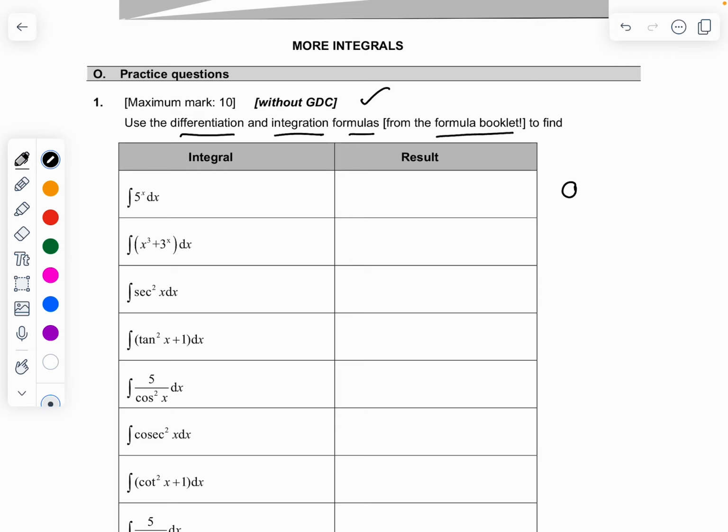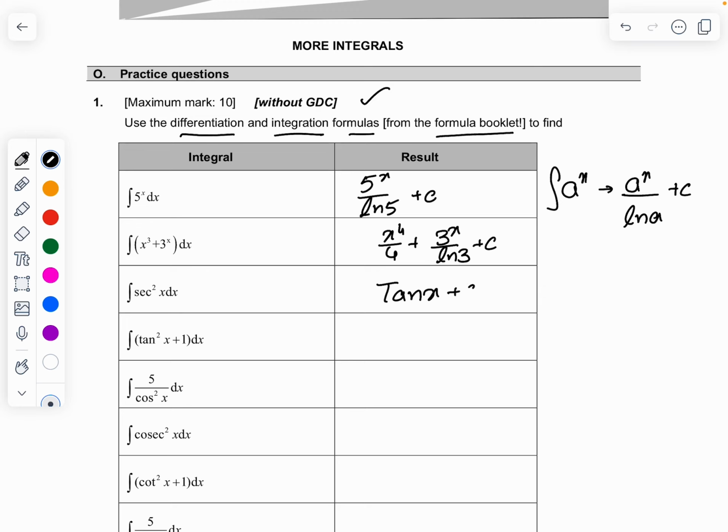5 power x. We know the integral of a power x is a power x upon ln a plus c. So the integral of 5 power x will become 5 power x upon ln 5 plus c. Now the integral of x power 3 is nothing but how much? It is x power 4 upon 4 plus the integral of 3 power x, which is 3 power x upon ln 3 plus c.